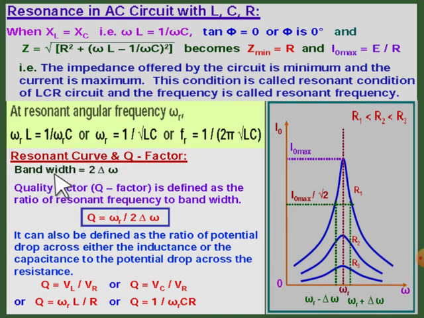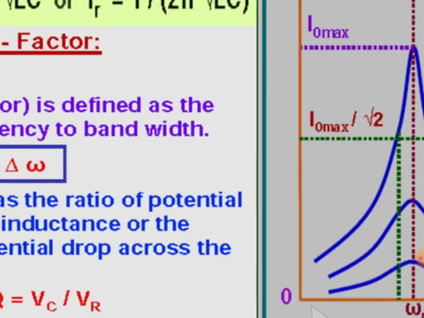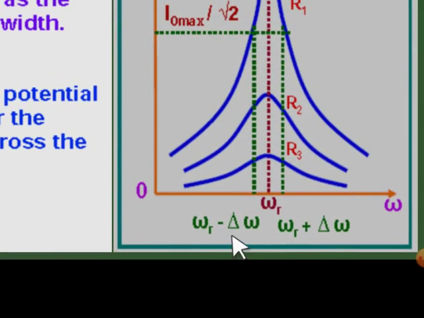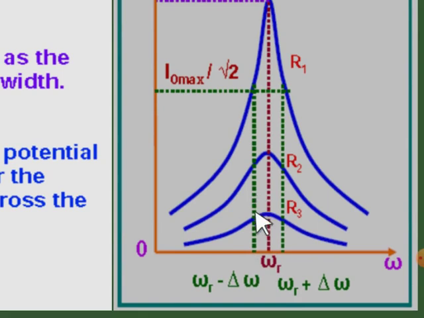So if you take a bandwidth, from the resonating angular frequency you decrease by delta omega, and if you increase by delta omega, then you will have a span of twice delta omega, and that twice delta omega we call the bandwidth. If you decrease by delta omega, then this point will be equal to omega r minus delta omega. So this point will represent omega r minus delta omega.